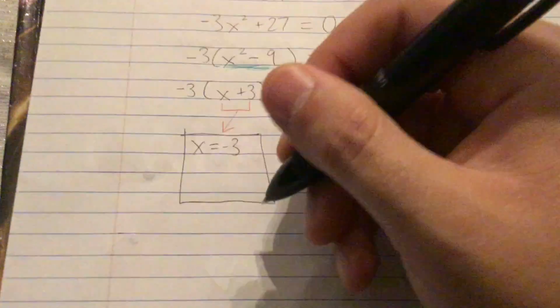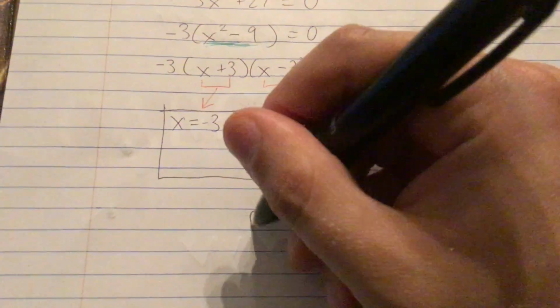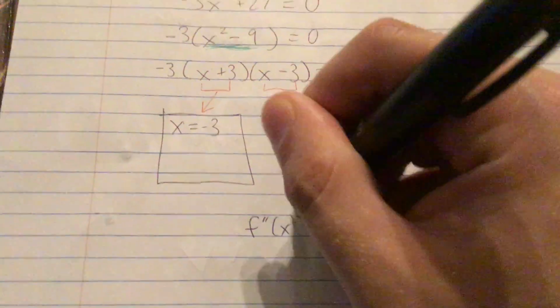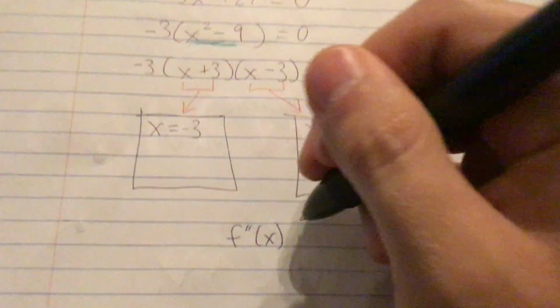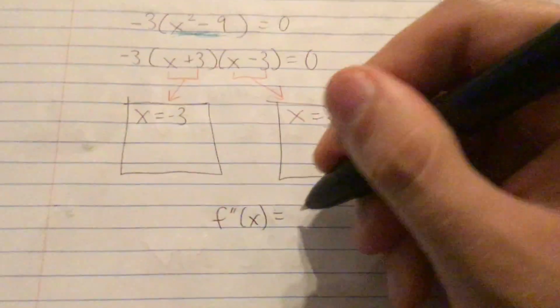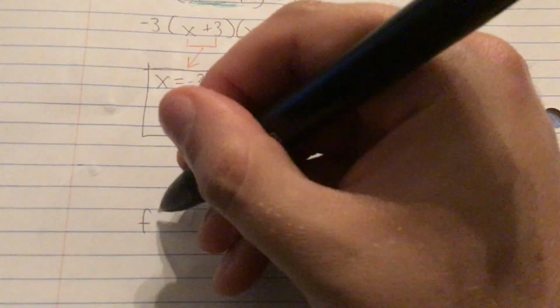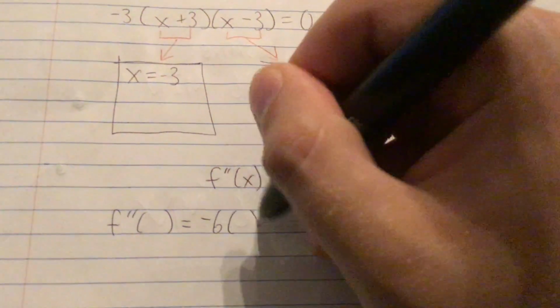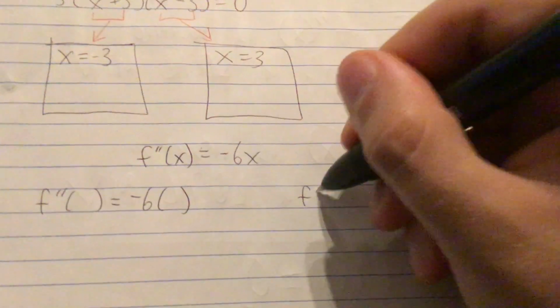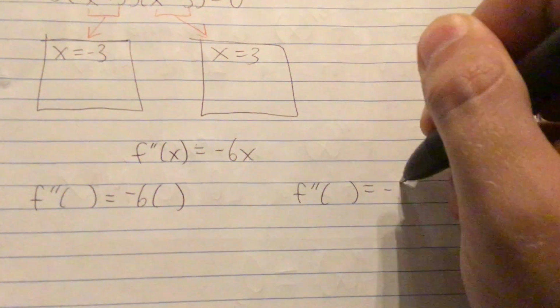So remember that, oh sorry, my paper's flying all over the place. f double prime of x is negative 6x. I like that. I'm very happy about that. Not too much. So now let's plug in f double prime of negative 3, and then f double prime of positive 3.